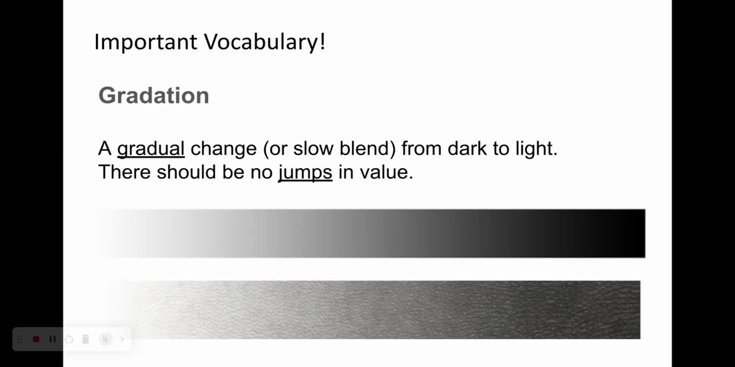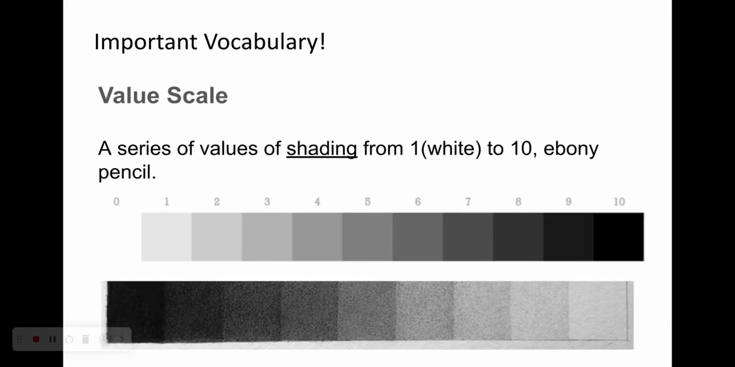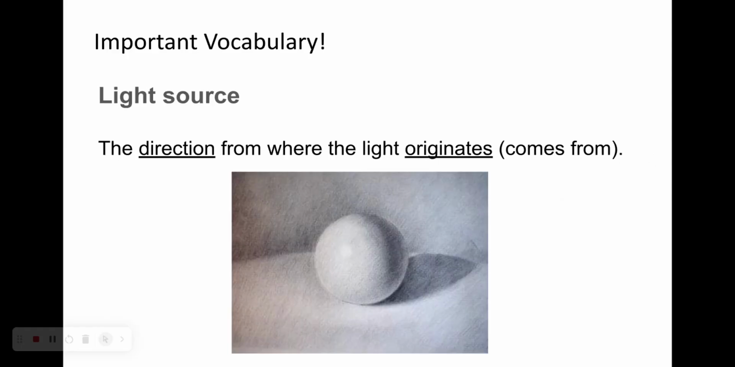Gradation. This is a gradual change or slow blend from dark to light. There should be no jumps in value, and you can see an example of gradation here. It also relates to value scale. This is a series of values of shading from 1, white, to 10, which is an ebony pencil. That is the darkest lead that we have. It's always important to have a value scale so you can understand how dark and how light you can make your art medium.